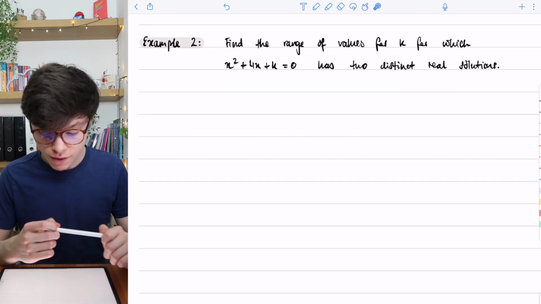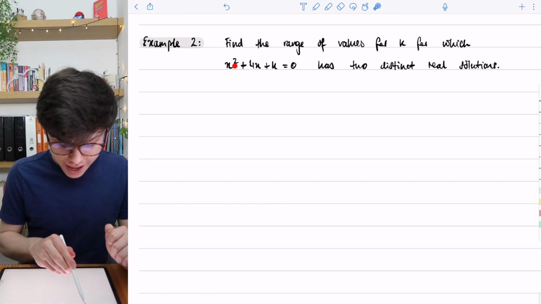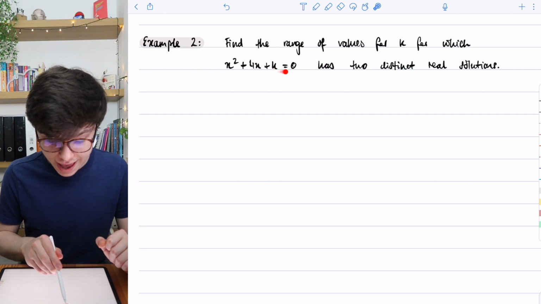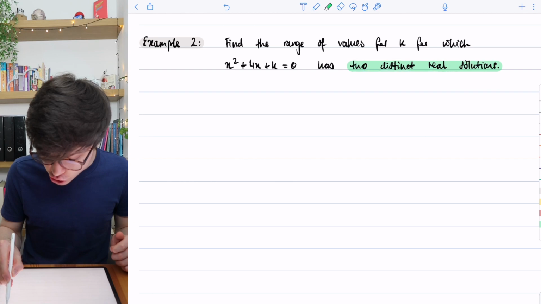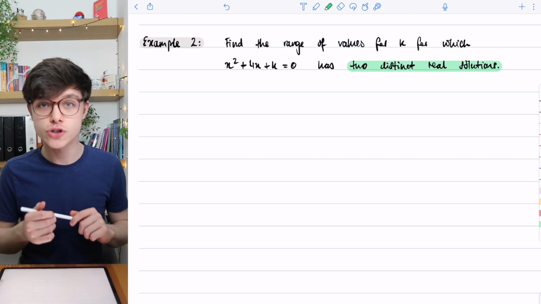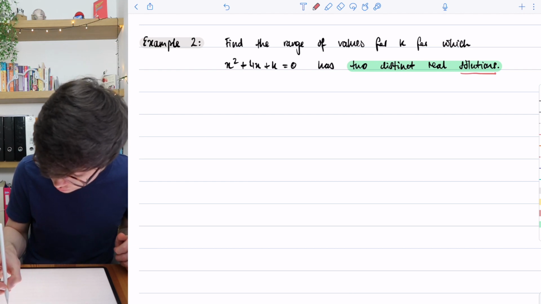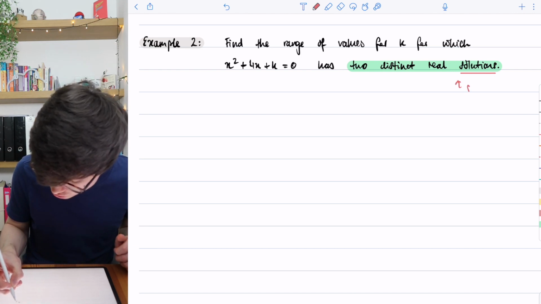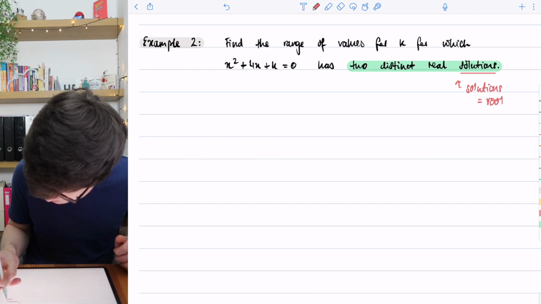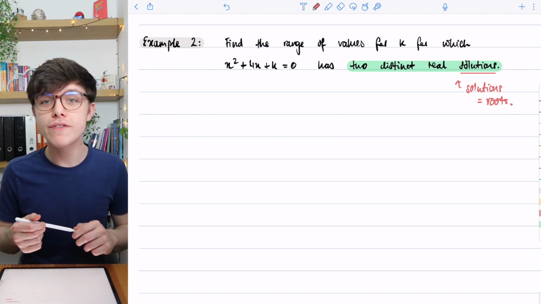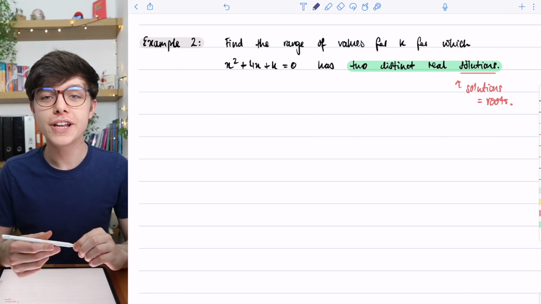Here we want to find the range of values for k for which this equation, x squared plus 4x plus k equals 0, has, and we'll highlight it in green, two distinct real solutions. And remember, solutions is another way of saying roots. So press pause and have a go if you want to, and then press play and we'll work through the answer.